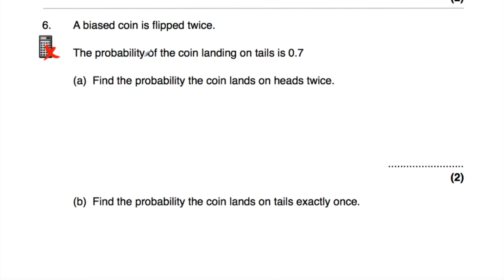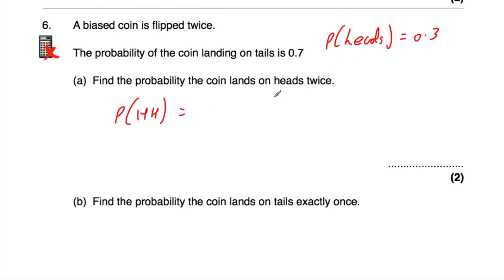So question number 6 says a biased coin is flipped twice, and the probability that the coin lands on tails is 0.7. So that means the probability that it lands on heads would be equal to 0.3, because if there's a 0.7 chance it lands on tails, then the probability that it lands on heads would be 0.3. And part A says find the probability that the coin lands on heads twice. So we want to find the probability of getting a head and another head.